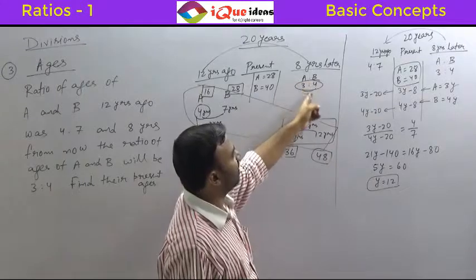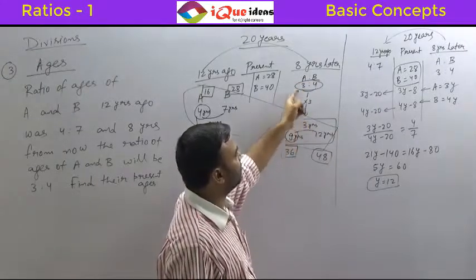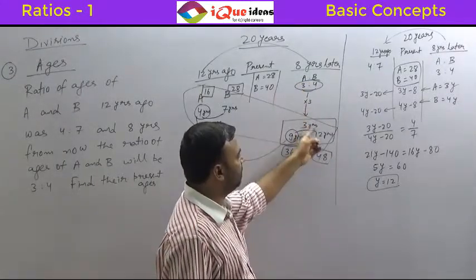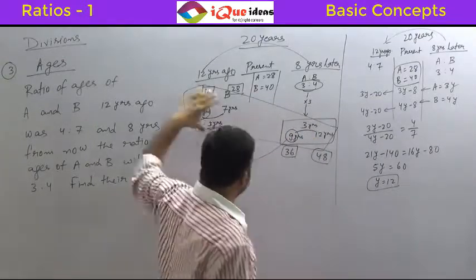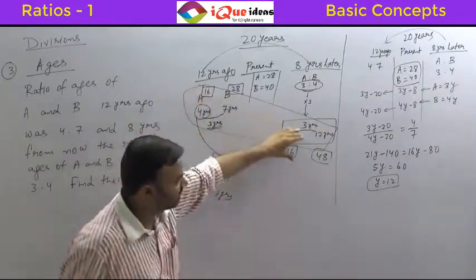Corresponding to this 3 and 4, the difference is 1. Make it 3 by multiplication of 3. So this 3 becomes 9, 4 becomes 12. Now the difference is 3 years, and here also the difference is 3 years. So now all these 4 values can be taken together.